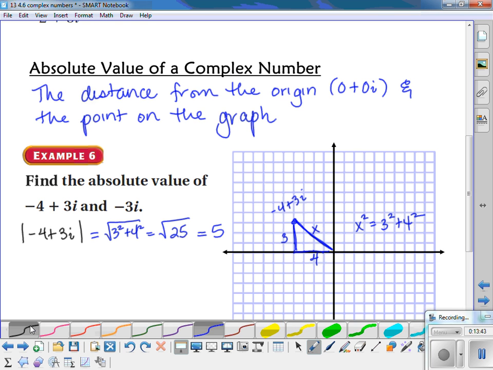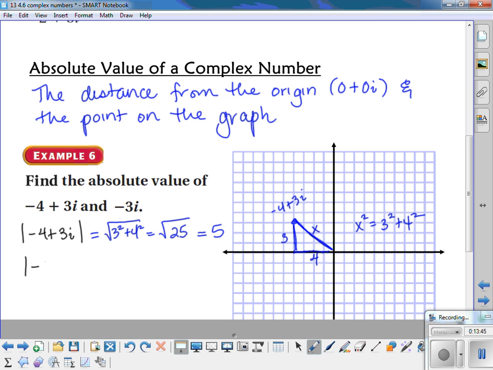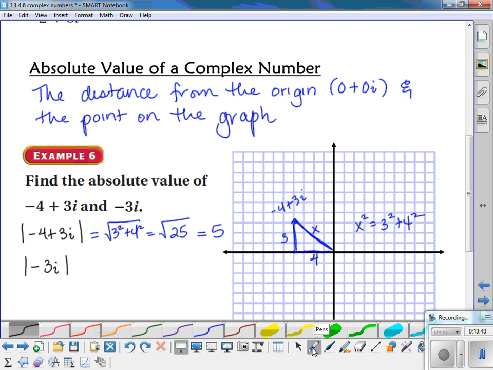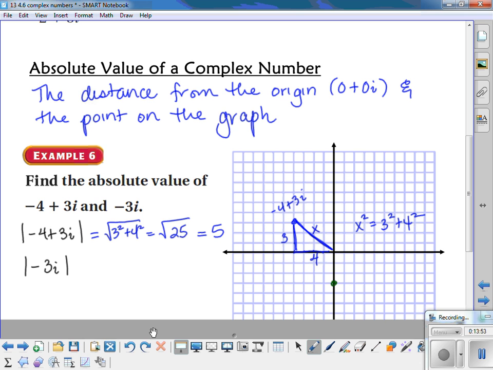Okay, and if I take the absolute value of -3i, let's do that in green. I go to -3i, it's right here. Do I need to make a triangle? No, I can tell what the distance is right here. How far is it? It's 3, so it equals 3.